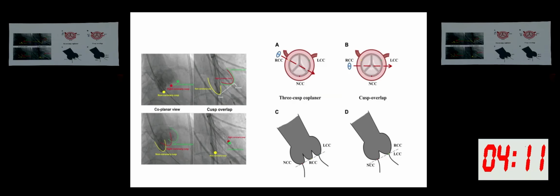Another thing is that we always used to see the coplanar view, where the 3 cusps are arranged in a straight line. Now there is the cuspal overlap, an overlapping of the right coronary cusp and left coronary cusp, mostly with the self-expandable. This has an important role, and most of the time our radiologists will tell us the cuspal overlap and what the view is, and then we correlate by doing the procedure. This is mainly with the self-expandable; with balloon expandable both are the same, whether coplanar or cuspal overlap, this is okay.